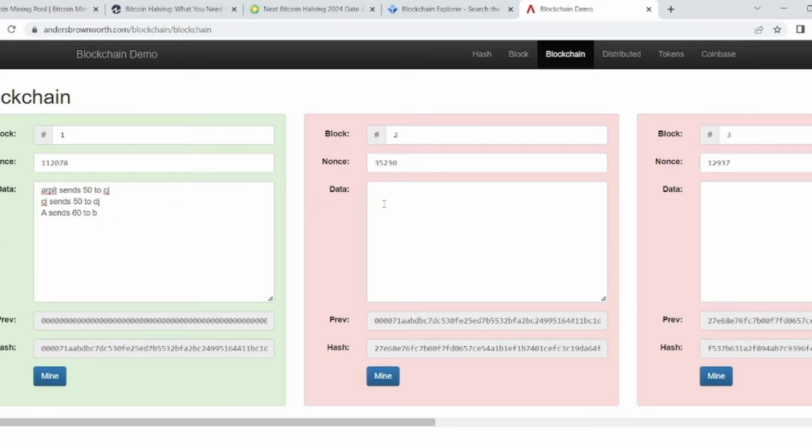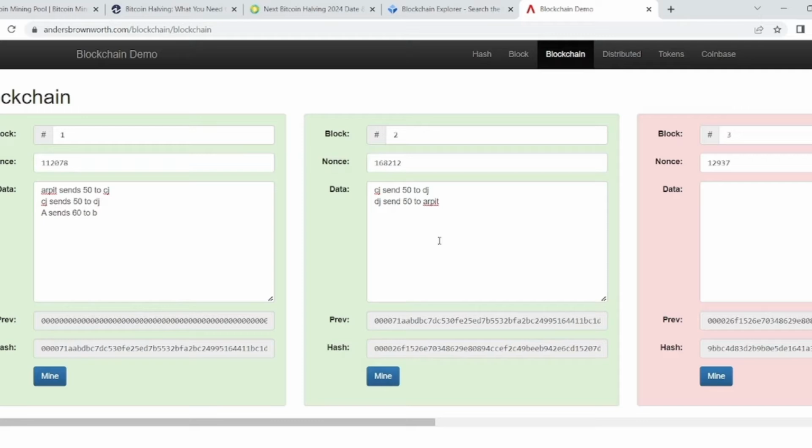Now, let's say in the second block, I start sending some more money and some more transactions. Let's say CJ again sends 50 to DJ, and DJ sends 50 to Arpit, right? And then I'm going to click mine again. Now we have two blocks. Both blocks are confirmed by the blockchain, and both blocks have a total of 5 transactions in them, right?